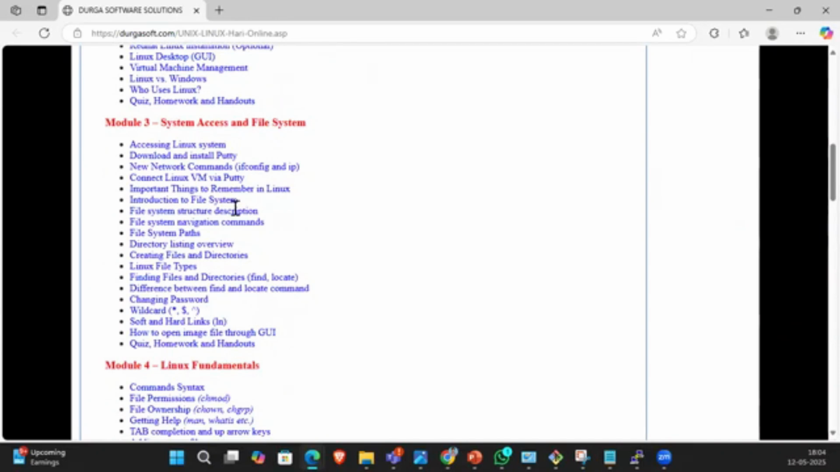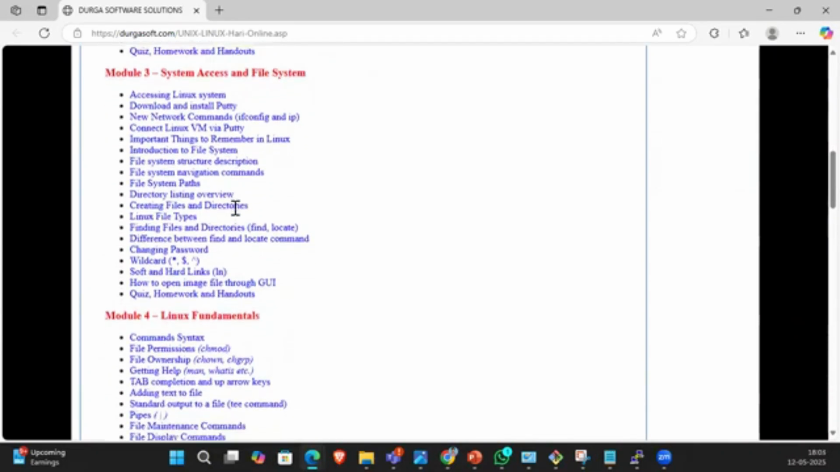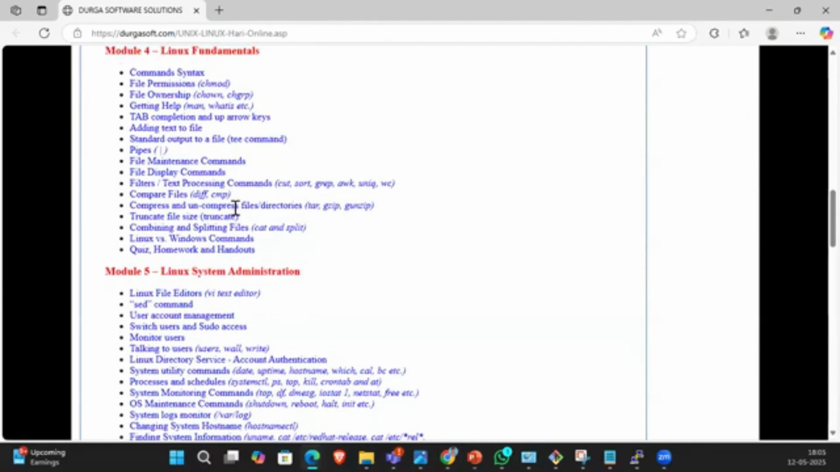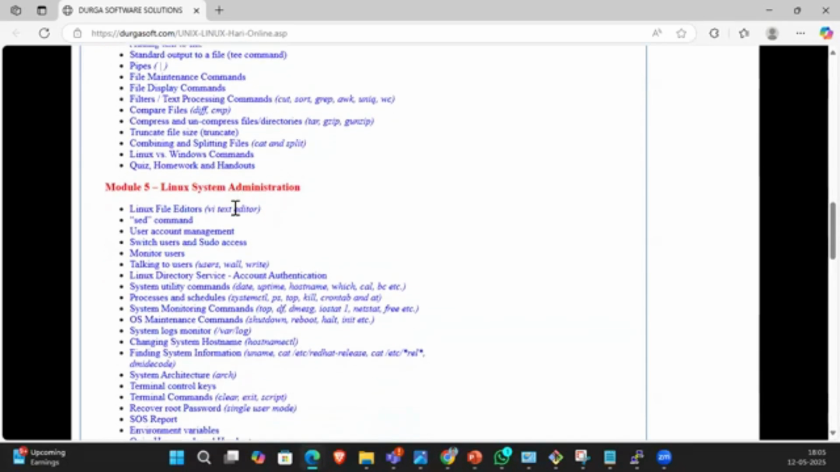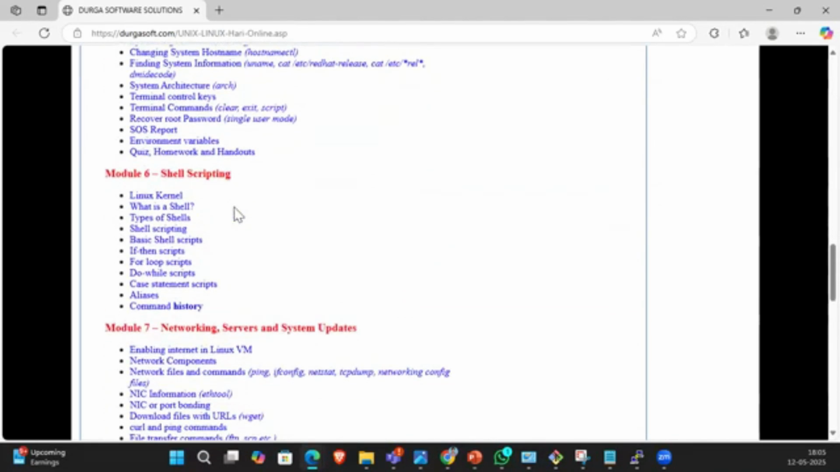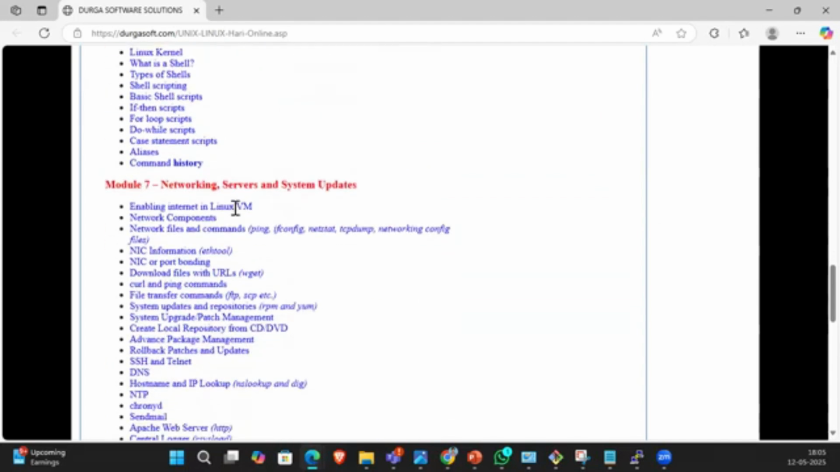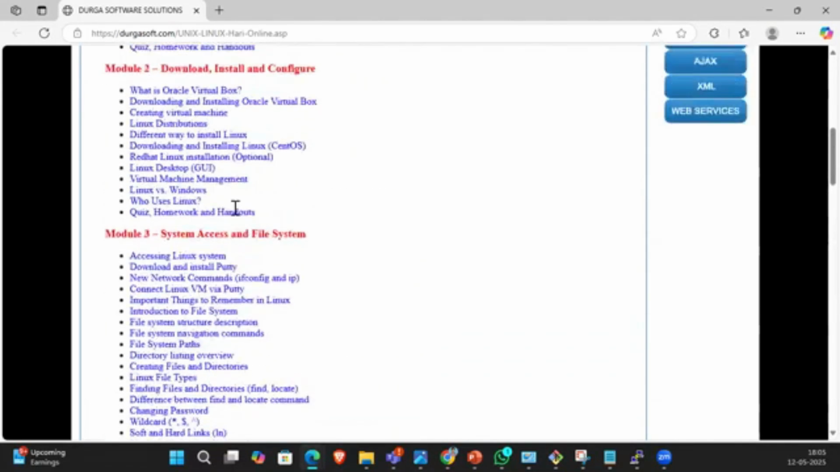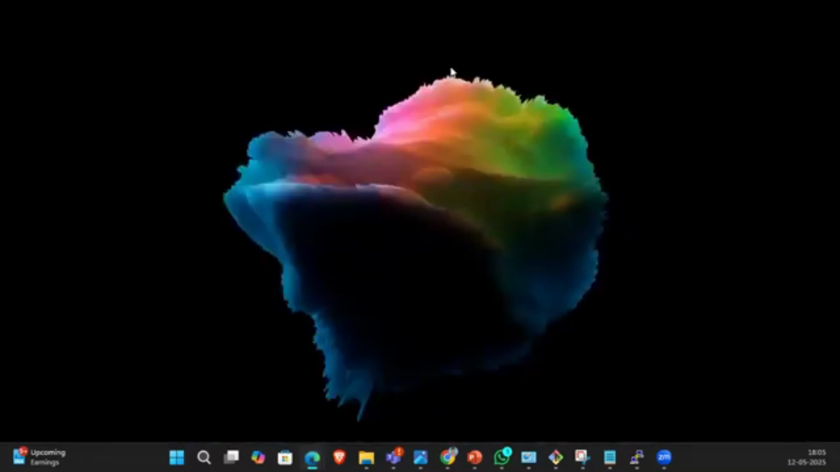Then system access and file systems, the Linux fundamentals and basic commands, and file processing tools. Then Linux system administration, and the sixth module is shell scripting. The seventh module is networking, servers, and system updates, and then disk management. So this is the course content, guys. We will cover this course in 30 days.